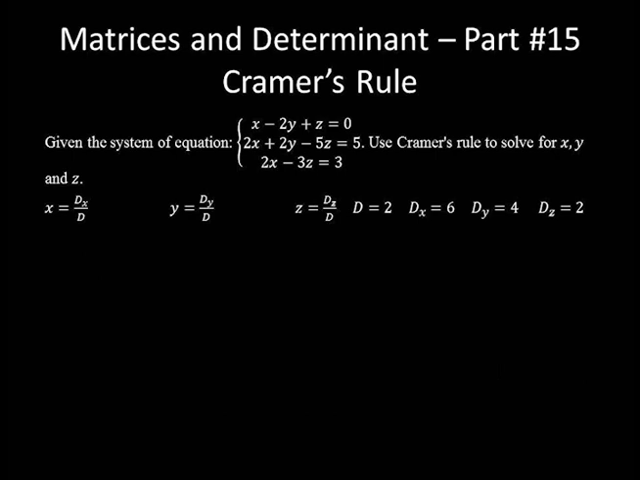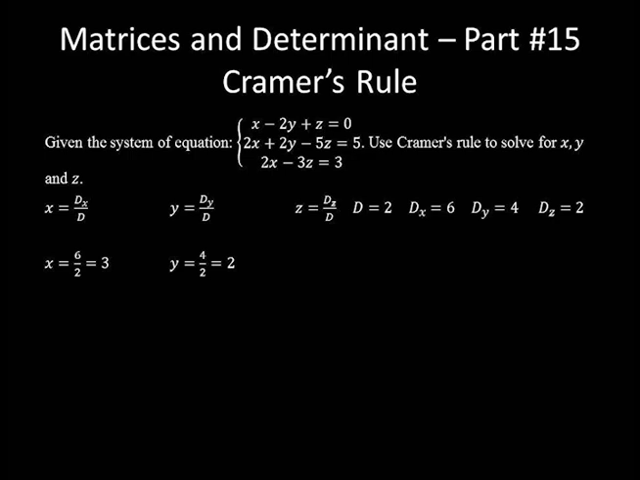At this stage, we have calculated all 4 determinants. What is left is to solve for the values of x, y, and z. X equals d sub x divided by d, which is equal to d sub x is 6 divided by d is 2. 6 divided by 2 gives us 3. Y equals d sub y divided by d, which is equal to d sub y is 4 divided by d is 2. 4 divided by 2 gives us 2.